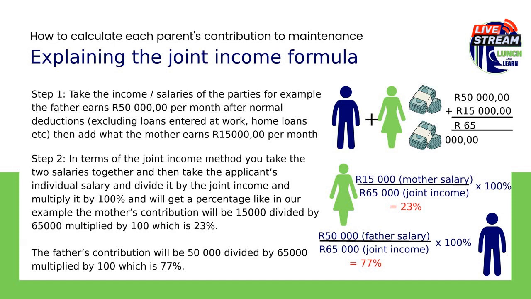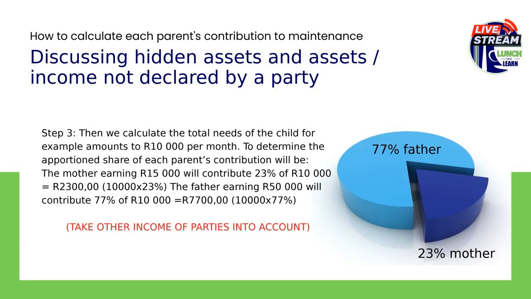Now, this is usually done in front of the maintenance officer, or if the parties agree to it beforehand. These calculations are usually done in front of the maintenance officer, or if it goes to court in terms of Section 10, then the magistrate would do these kinds of calculations. So when we calculate then in step 3, we calculate the needs. We've worked out that 77% goes to the father, or he's liable for 77% of the expenses, and the mother is liable for 23% of the expenses.